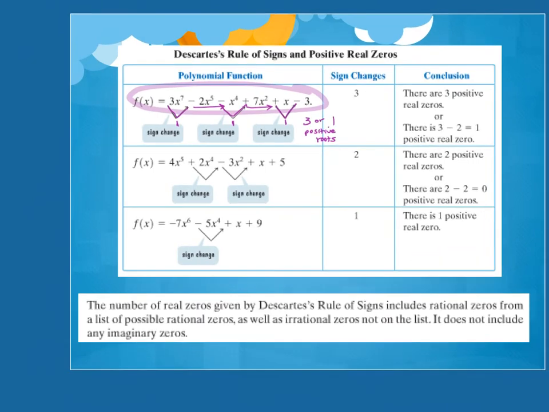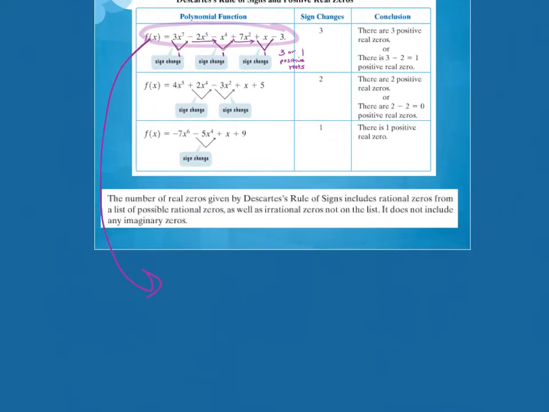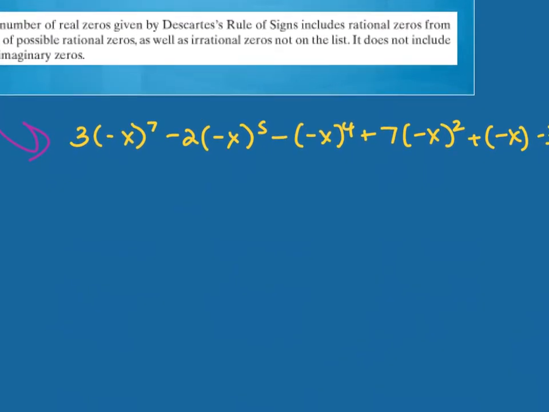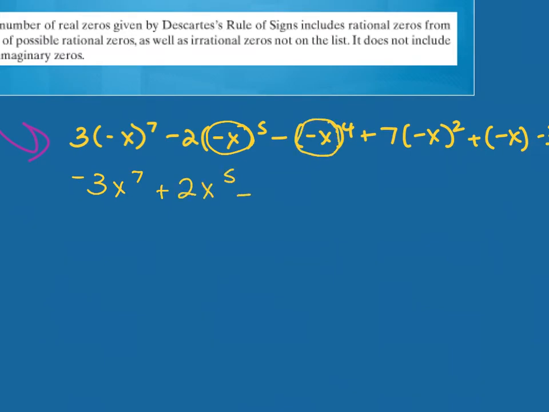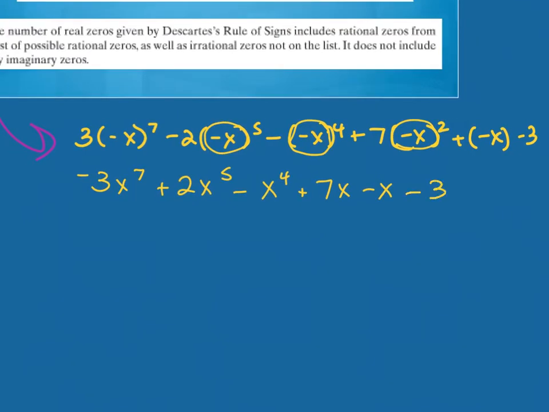Now, if I want to count the negative ones, then I have to take my function, plug negative x in, simplify it, so every time it's odd, I change the sign, right? This would be negative 3x to the 7th. Every time, this would again be negative, so this is going to be positive 2x to the 5th. Every time it's even, that negative is going to go away. So there's still a negative on the front. This would be gone. This would be positive. Minus x minus 3.